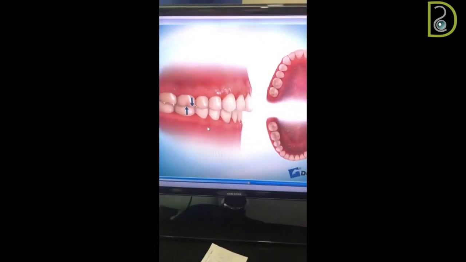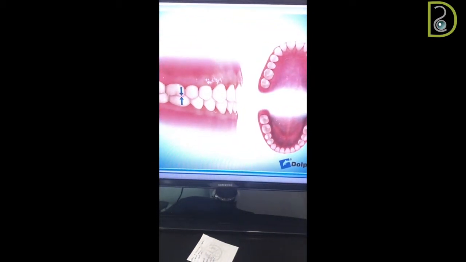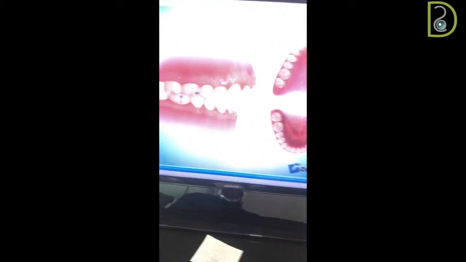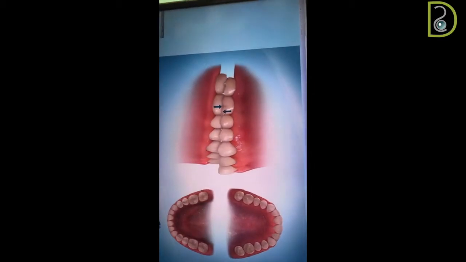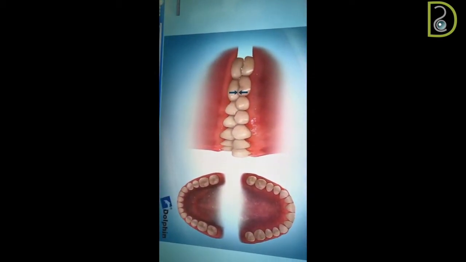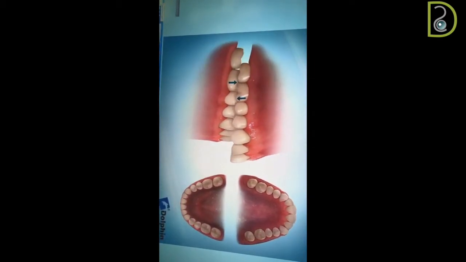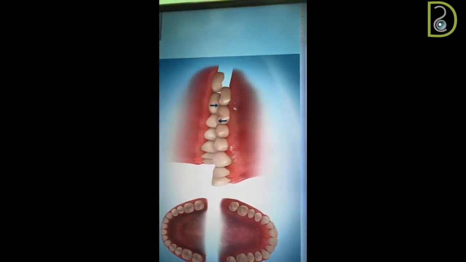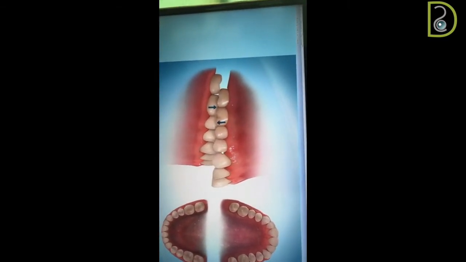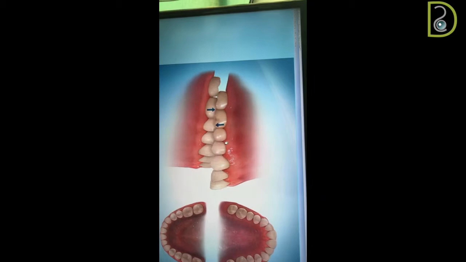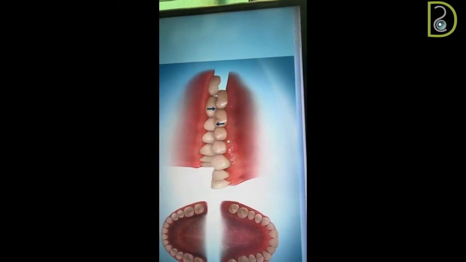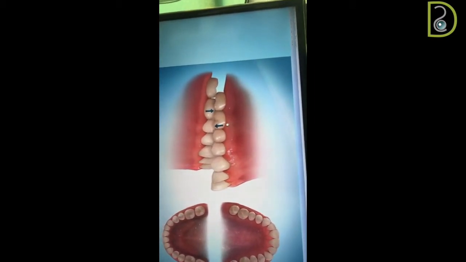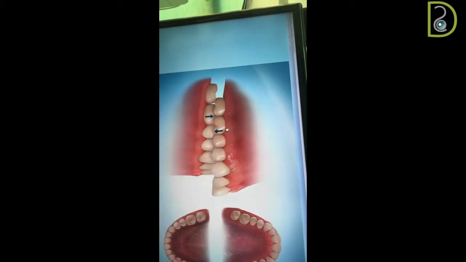This is the problem of class 2. The patient has the maxilla forward and the mandible backward. Now, it depends on the case. If the patient has this class 2 due to prognathic maxilla, the maxilla is forward, then you want to restrict the growth of the maxilla. Now, how do you restrict it? Use a headgear.